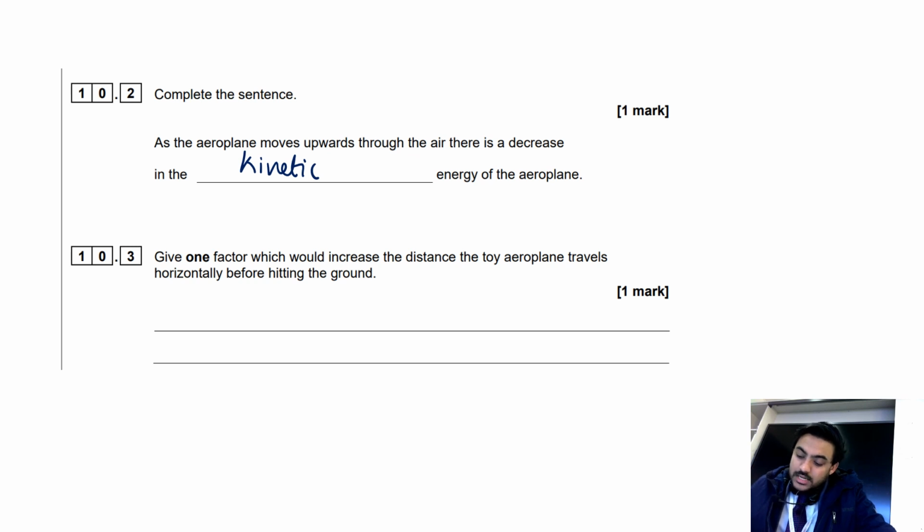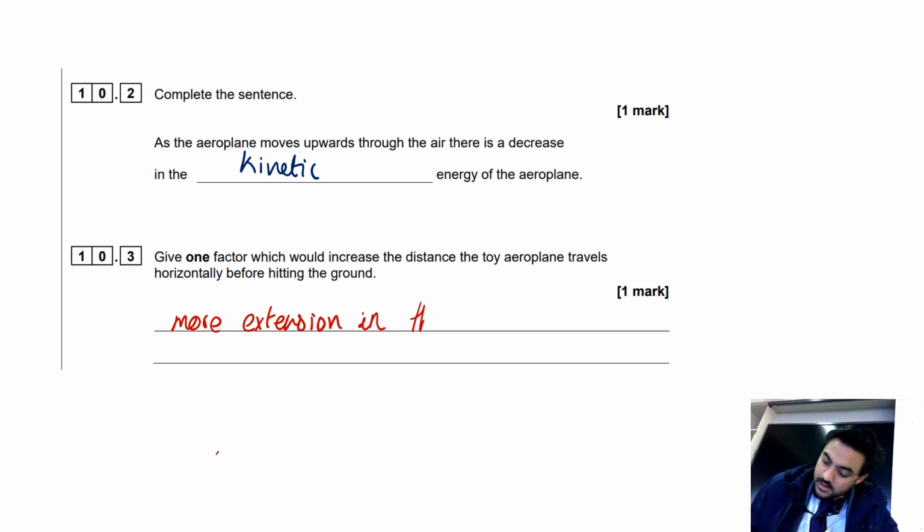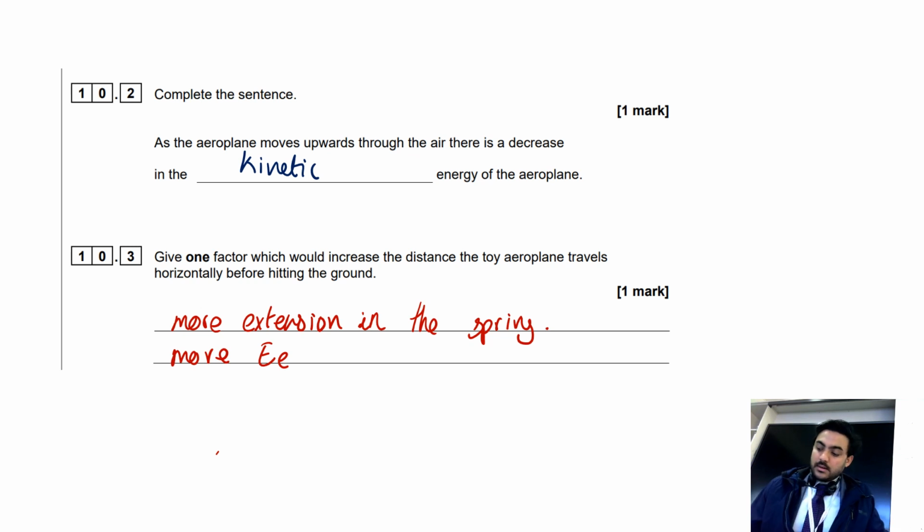Give one factor which would increase the distance the toy airplane travels horizontally before hitting the ground. This is not a tricky question. It's not actually asking you any physics. It's asking you what would make the toy airplane go further. Well, if I stretch the spring more, that's all you have to say. More extension in the spring. If there was more extension in the spring, there will be more elastic potential energy. Elastic potential energy, that's how I'm going to leave it.